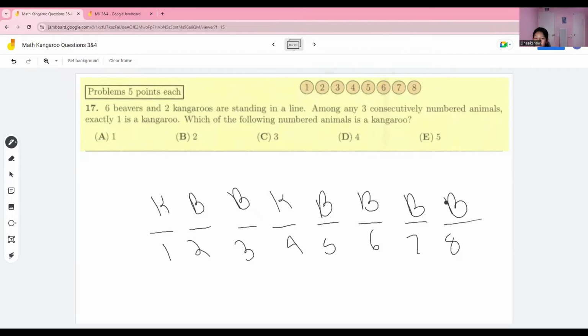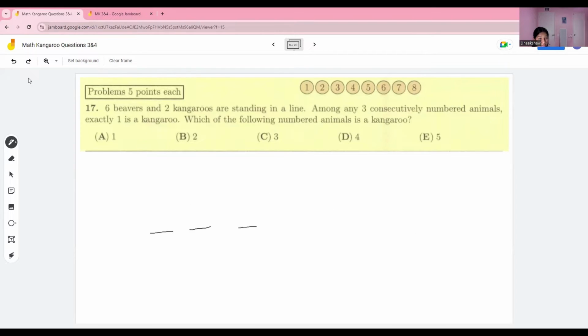This does not work because it does not follow the rule that among any 3 consecutively numbered animals, exactly 1 is a kangaroo. Because among number 5, 6, and 7, or number 6, 7, and 8, there is no kangaroo, which is why the answer 1 does not work. Next, let's try kangaroo placement of 2. Oh, let me draw the diagram again.